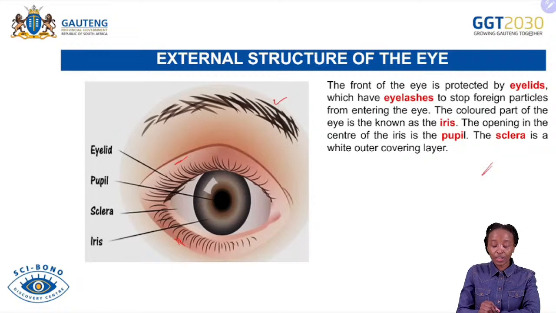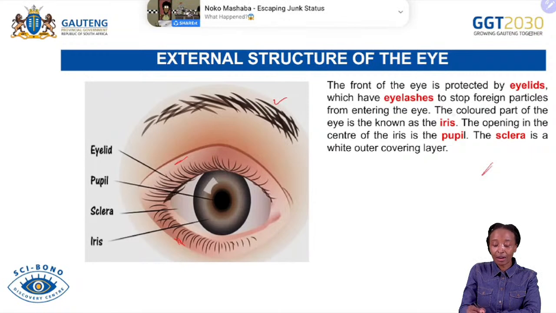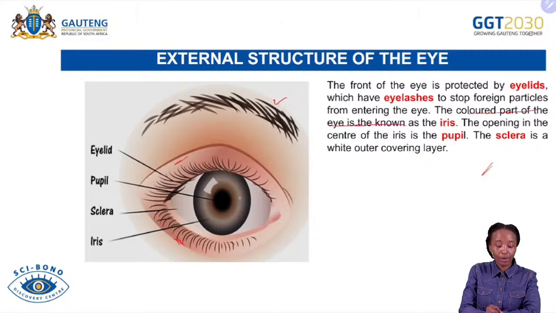And then another feature that you will see when you look into the eye is the colored part of the eye that is called the iris. On this picture here, what we see is the brown part that's on the outside of the circle in the middle. That is what we call the iris. And then the opening in the center of the eye is what we call the pupil. And then the white part on each side of the colored circle is what we call the sclera, which is the white covering layer of the eye.